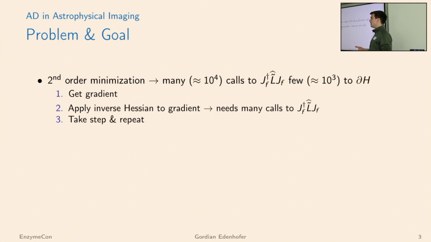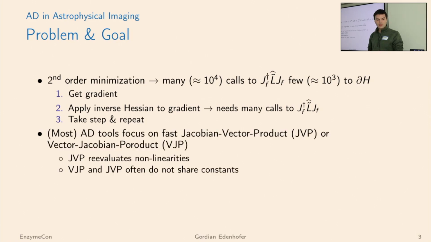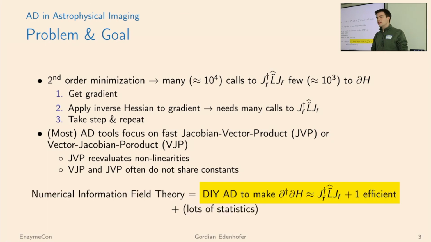This scheme tells you that you're going to call this approximate Hessian a lot more times than you're going to call your gradient. And as you might know, this is already kind of unsuitable for most AD toolkits because they think about making the gradient call fast or making the forward pass fast, but they don't think about making the Jacobian adjoint and the Jacobian fast. This is a slightly different picture. And NIFTy is built all around this idea. It is a DIY AD toolkit to make this version of the Hessian fast, so to make the Jacobian adjoint and the Jacobian fast to apply. Plus then there's a bunch of statistics.